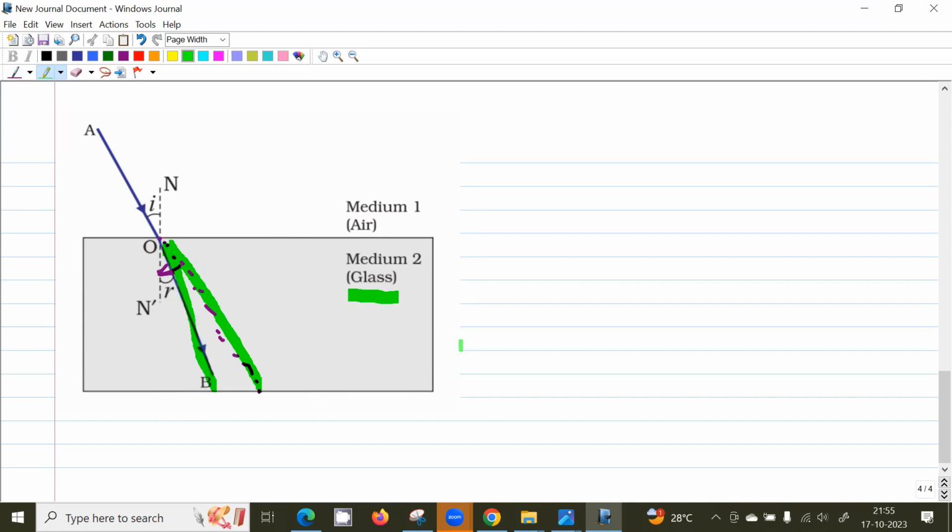So that way you can remember that when it enters a denser medium, the speed will go down, and the light will go towards the normal. Once it goes towards the normal, the path taken is shorter.